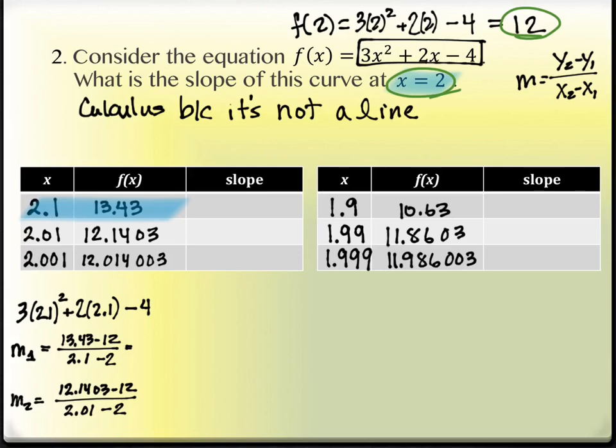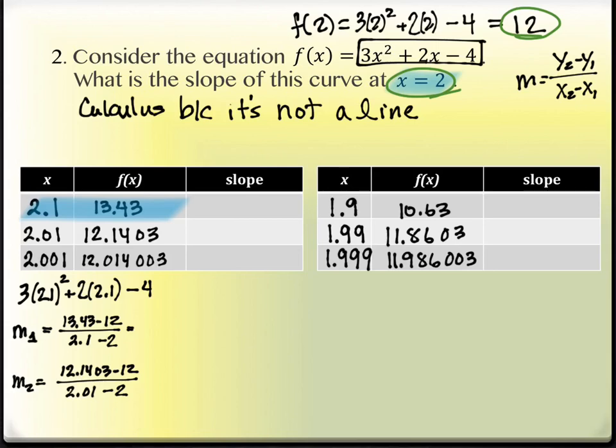And our third one in this list is 12.014003 minus 12 over 2.001 minus 2. Does everybody see what we're doing, where all those values are coming from?